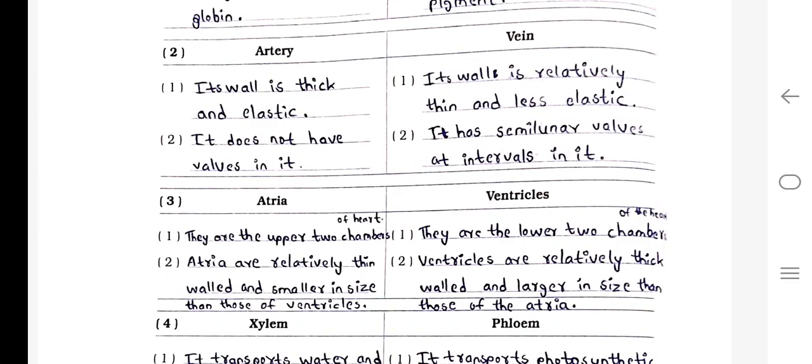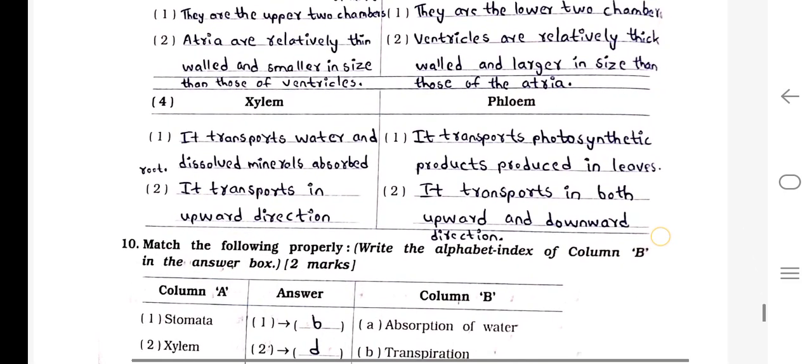Third, atria. First point, they are the upper two chambers of the heart. Second point, atria are relatively thin walled and smaller in size than ventricles. Ventricles. First point, they are the lower two chambers of the heart. Second point, ventricles are relatively thick walled and larger in size than atria.